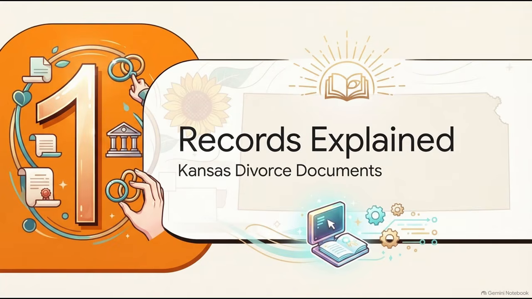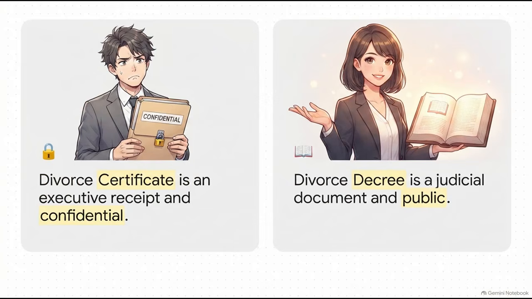All right, starting off with Section 1, Kansas divorce records explained. So to clear the very first major hurdle most people face, we really have to understand the legal landscape here, because, well, not all documents are created equal. Think of it like this. A divorce certificate, which is managed by the Kansas Department of Health and Environment, or KDHE for short, is basically just a receipt. It's a confidential administrative document from the executive branch that simply proves the divorce happened. Unless you're the named party or an immediate family member, you absolutely cannot have it.